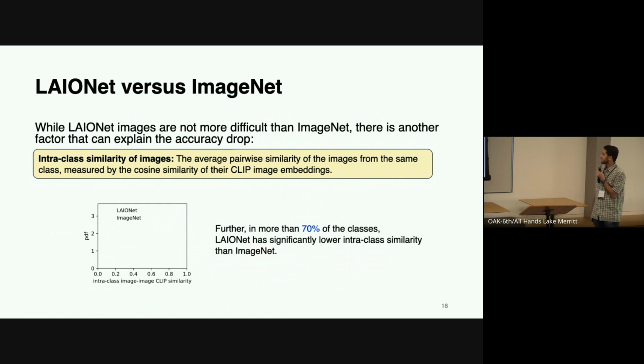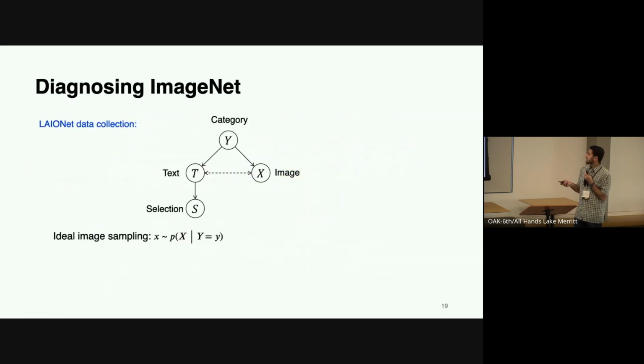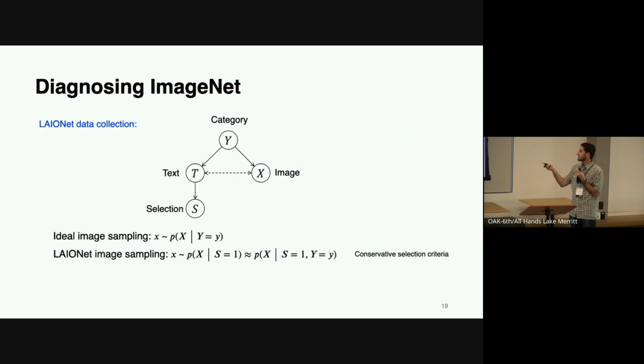I'm actually arguing that LionNet images, okay, you have to assume that, sorry. LionNet images have lower intra-class similarity, and in fact, LionNet is just more diverse. So I guess I talked about this causal graph. There's a theory that can explain why we are sampling from the right distribution.